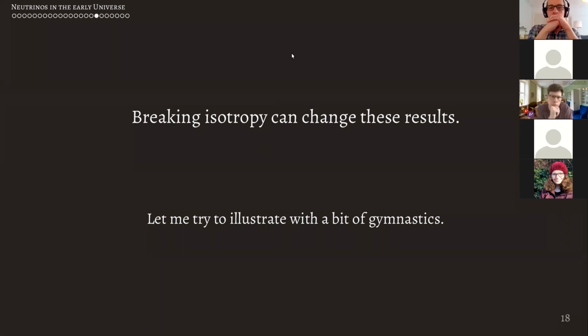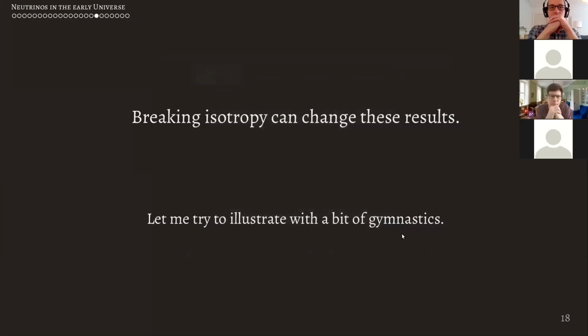So let me try to illustrate with a bit of gymnastics. If we assume that we have an isotropic universe where neutrinos traveling in one direction and the other direction do exactly the same, then they oscillate together. Another possibility, if we do not assume isotropy, is that they oscillate out of phase. So by relaxing the assumption of isotropy, we end up with more solutions that can be realized. And this is also what we find.